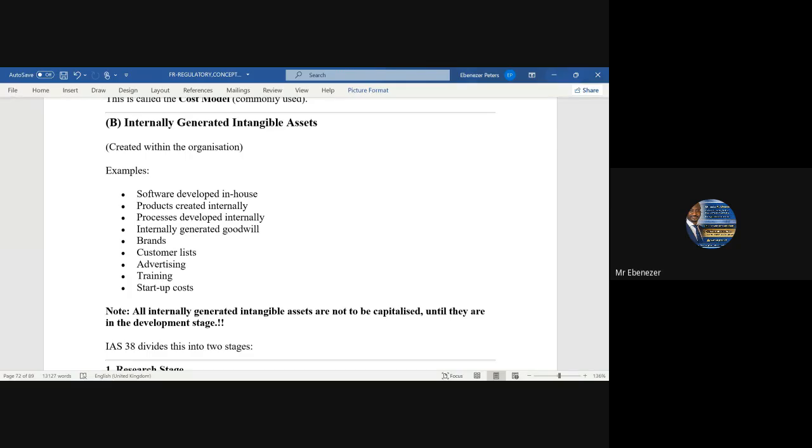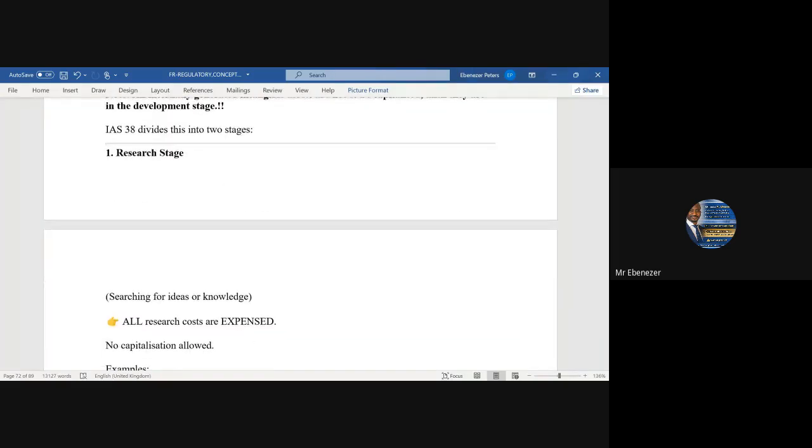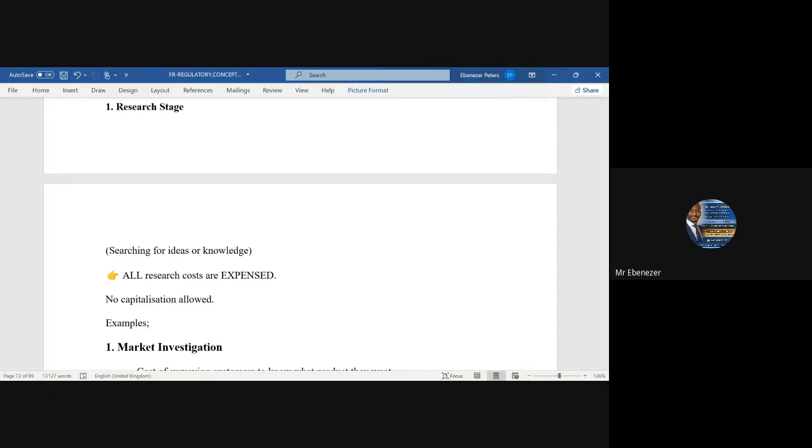In other words, you are not going to recognize them in your statement of financial position. That is, you cannot capitalize them. Rather, you are going to expense them, and that will be in your statement of profit or loss. You are going to carry them as an expense item in your statement of profit or loss. So we have the research stage, like I said, and we have what we call the development stage. The research stage is the stage where you ask questions. What do we do? How do we do it?